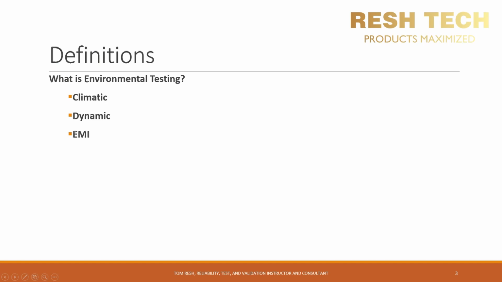Let's go ahead and define environmental testing. What is environmental testing? Environmental testing, not to be confused with testing for air, water, and land contamination, is a branch of the reliability and validation and test engineering fields that simulates the harsh environments and stresses that a product or system will endure while in use by the end customer.